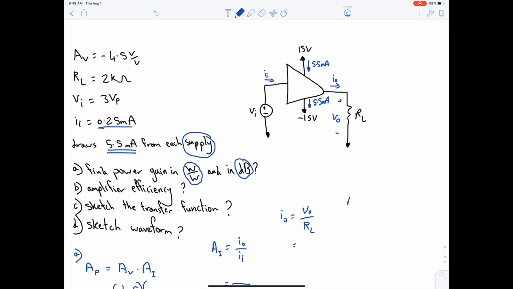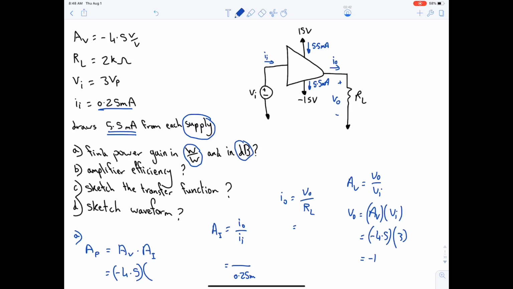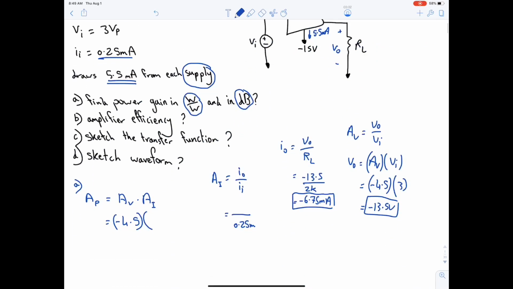We can find it through AV, which is the voltage gain. Voltage gain is V output over V input. So V output is equal to AV multiplied by V input. AV is minus 4.5. VI is 3. So the answer will be minus 13.5 volt. That's V output. We plug the output in here. RL is 2 kilo ohm and you will get minus 6.75 milliampere. That's I output.